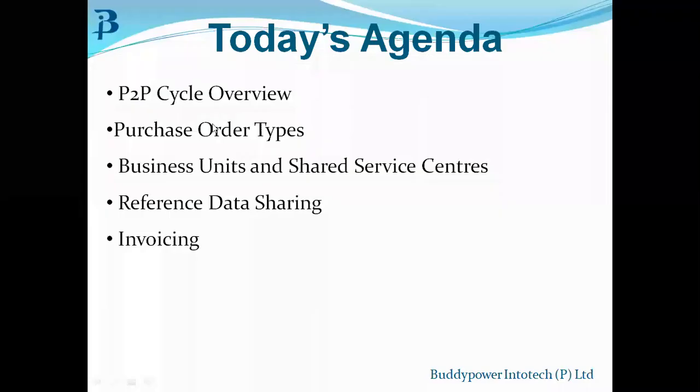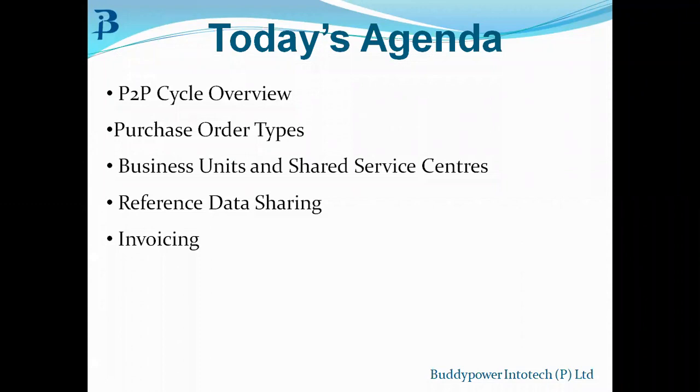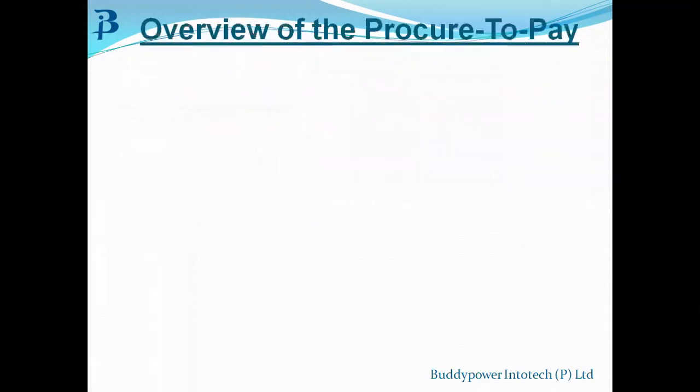Okay, so today we'll be starting the accounts payables option, right? So let us look into today's agenda. We'll be covering the P2P cycle, which is procure to pay cycle, and we'll have an overview of it. And then we'll move to purchase order types, then the business units and shared service centers. And we'll look into what reference data sharing means. And then we'll talk about invoicing, okay? So that will be our today's agenda. So let's move to the next slide.